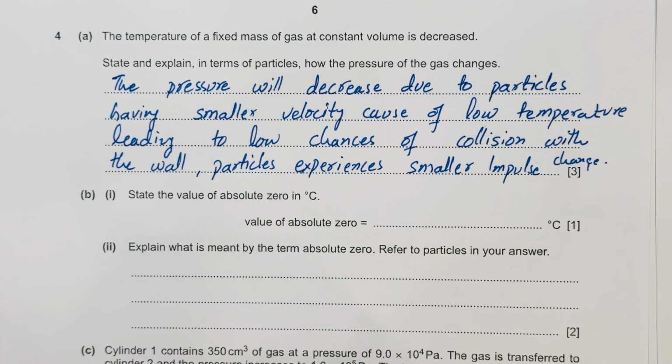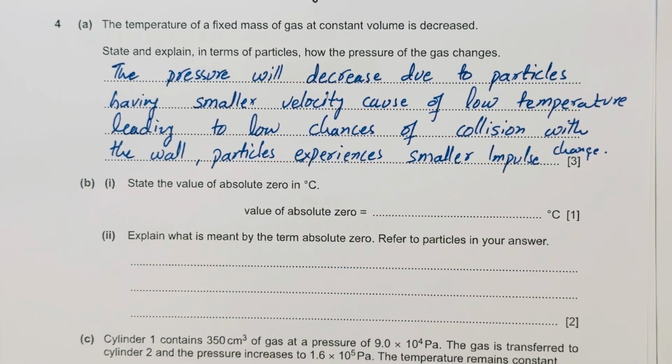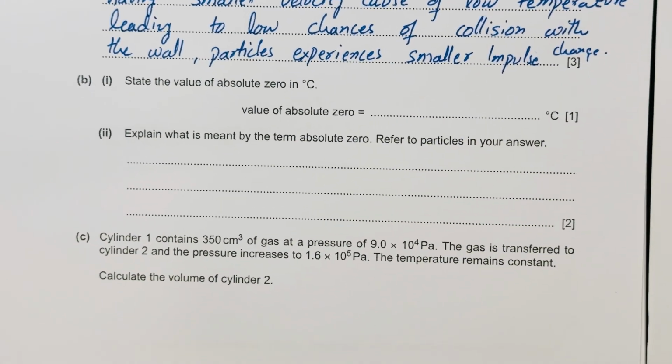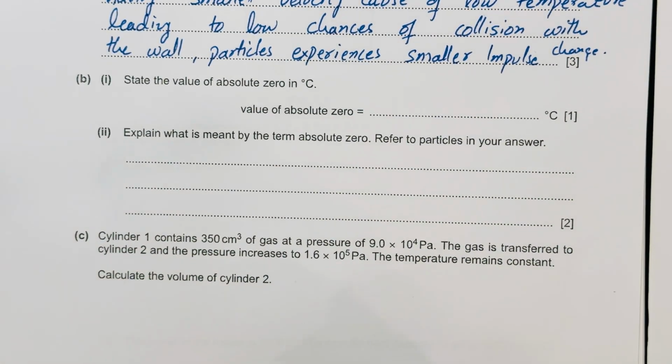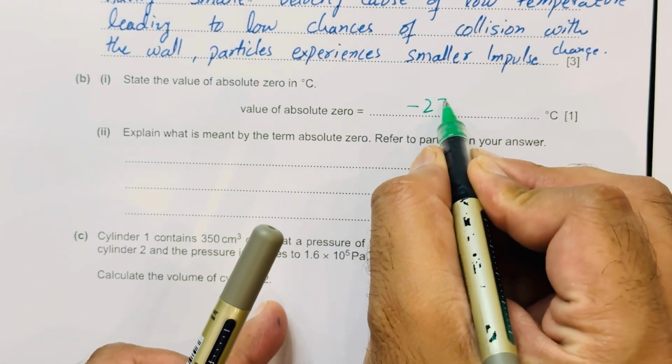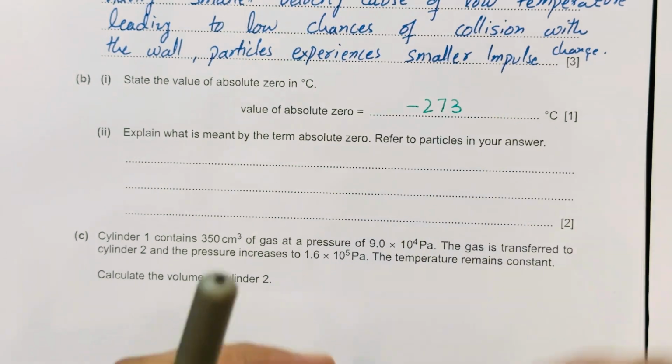The pressure will decrease due to the particles having smaller velocity because of low temperature, leading to low chances of collision with the wall. Particles experience smaller impulse change. So this was an easy explanation. You can write in your own words as well. State the value of absolute 0 in degrees Celsius. We know that absolute 0 is equal to 0 Kelvin, but we need to write our answer in terms of Celsius over here. So we're going to write minus 273 degrees Celsius.